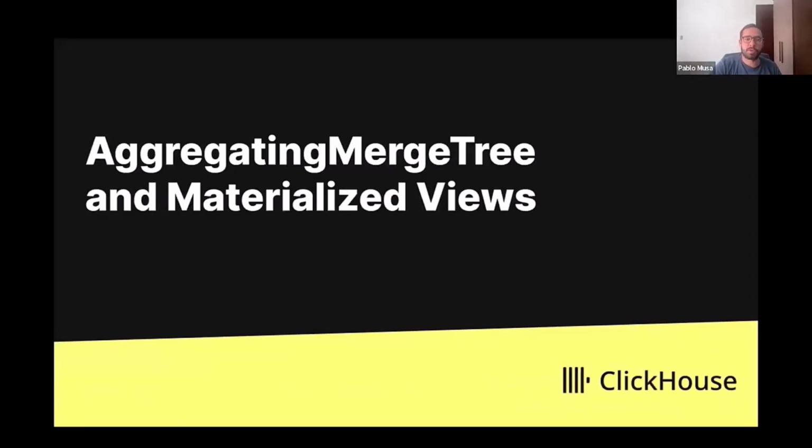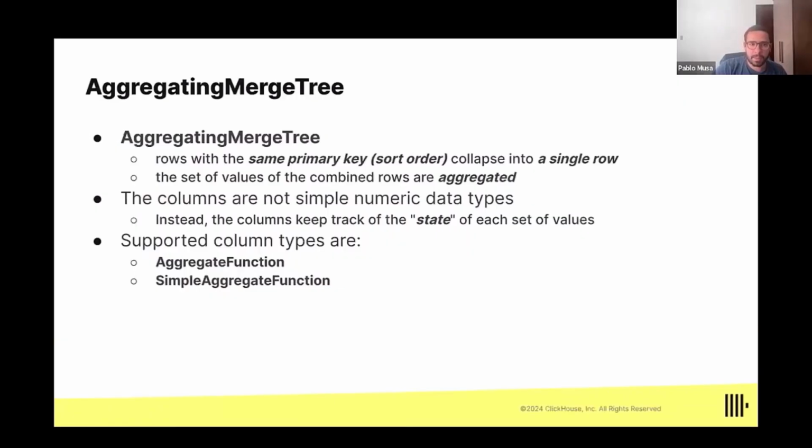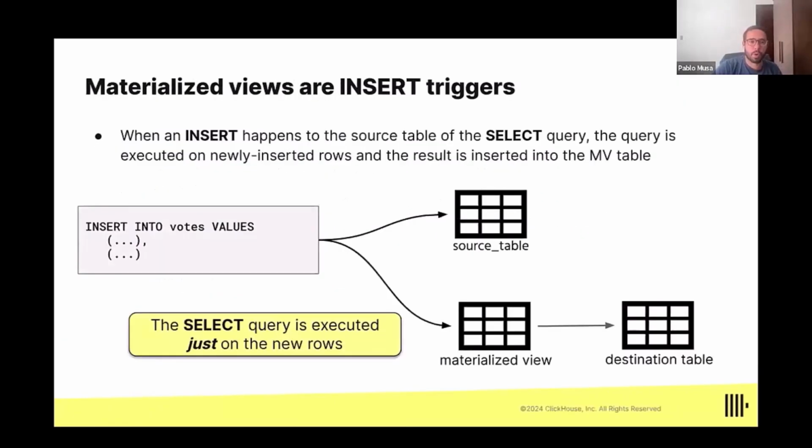I don't have a lot of time to cover this, but just to give you an idea of how it works, you're going to create this destination table. This is a special table that we call an aggregating merge tree. It's a table that is very good at aggregating data, right? So every time you insert data into votes, there is a materialized view that gets the same data and already pre-aggregates this and puts it into the destination table.